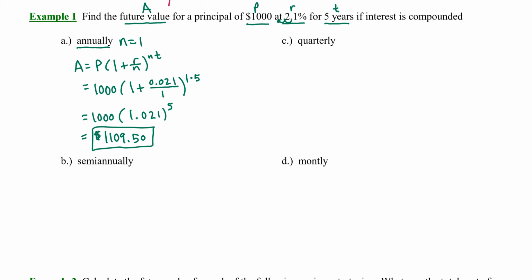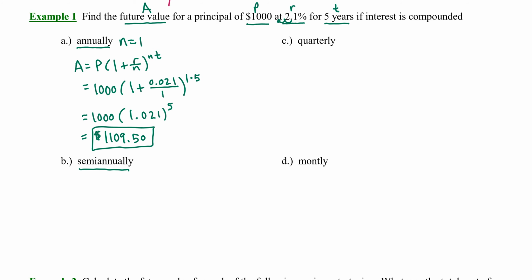We deposit $1,000. We leave it alone in the bank and let it grow. At the end of 5 years, it will have grown to the future value of $1,109.50. So we earned $109.50. Now let's compare that to the next example.